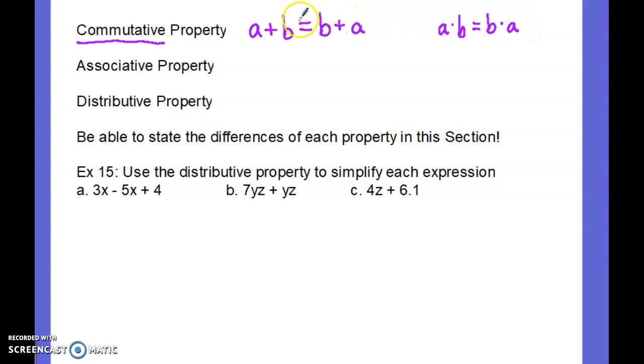Now be careful, subtraction is not commutative. 2 minus 3 is not the same thing as 3 minus 2. The same thing with division. 2 divided by 3 is not the same thing as 3 divided by 2.